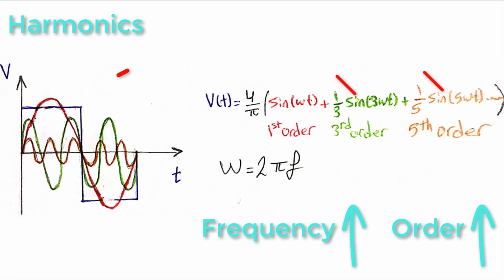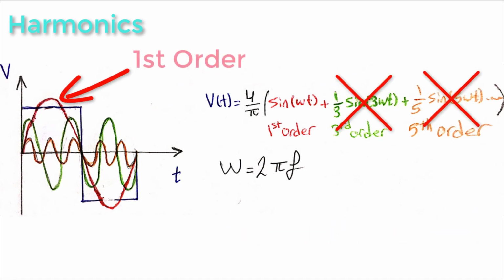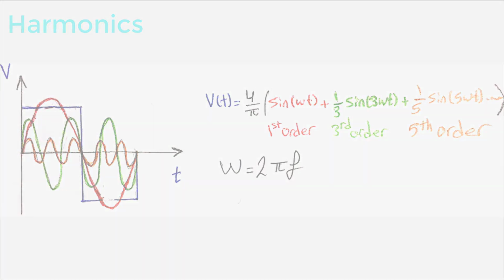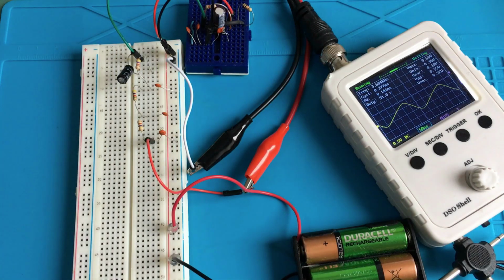So a low pass filter will allow me to cancel all the harmonics except the first order harmonic, which has the same frequency as the input square wave signal. That's why a sine wave signal appears at the output when feeding a square wave signal to the filter.